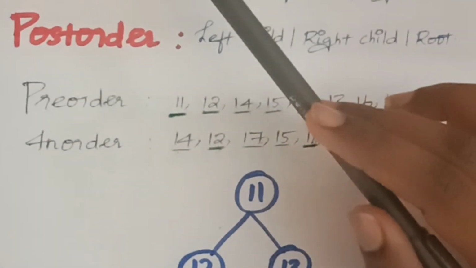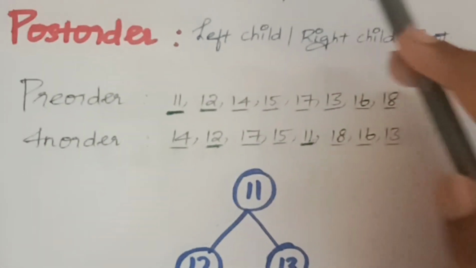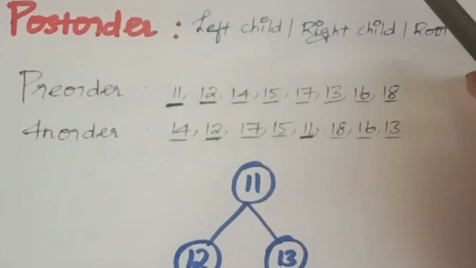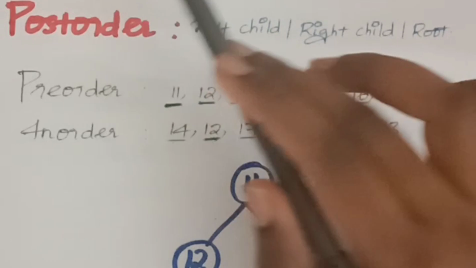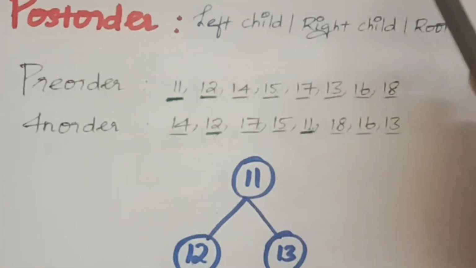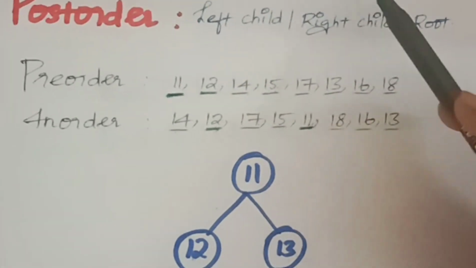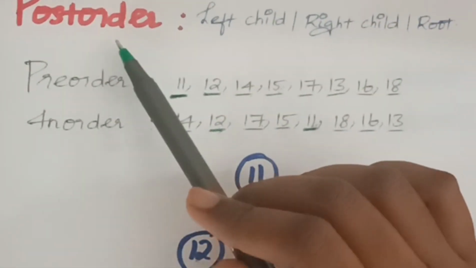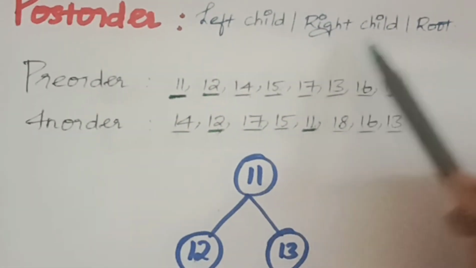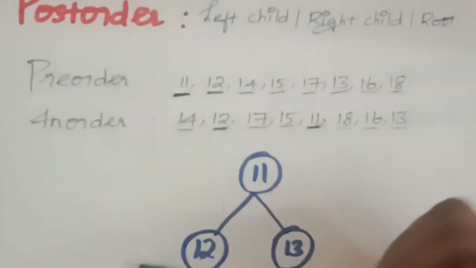Now we are going to see how to construct a binary tree using in-order, pre-order and post-order. For in-order, we first visit left child, root and then right child. For pre-order, root, left child and right child. For post-order, left child, right child and then root. We move on to the sums.